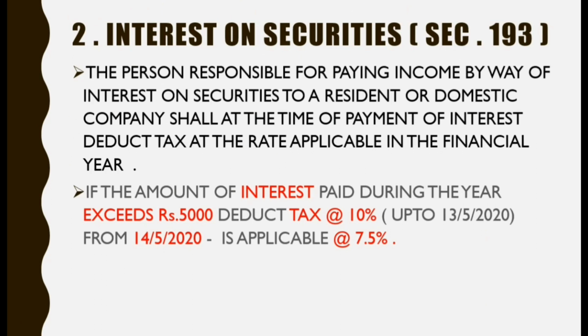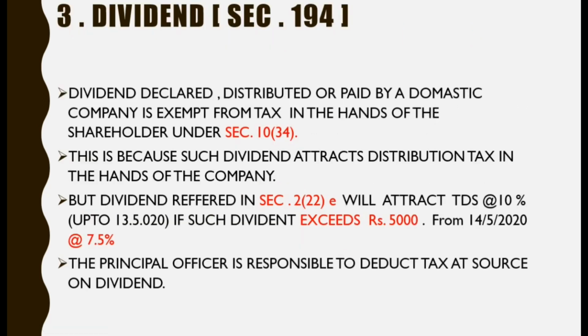Here it says that according to section 193, any income received as interest on securities should have tax deducted at 7.5% if the amount exceeds rupees 5,000. Before that, from 14/5/2020, the rates of TDS changed. So here I mentioned the old rate and the new rate, and you should read all these rate details also. If the amount exceeds, 7.5% is applicable from 14/5/2020. Next point, dividend. The dividend is mentioned in section 194.